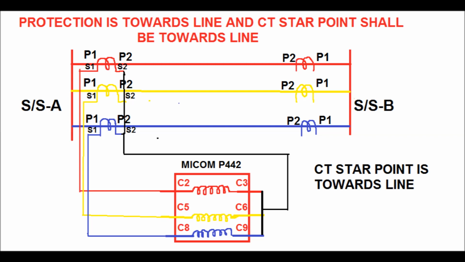and that is why S2 in the secondary side of all the CTs are connected together to form the CT star point. And S1 of the red phase, yellow and blue phase CT secondary are connected towards the relay terminal as per correct polarity.